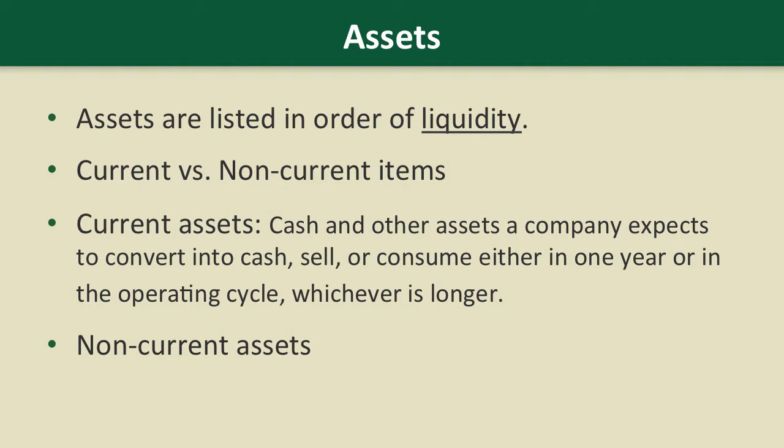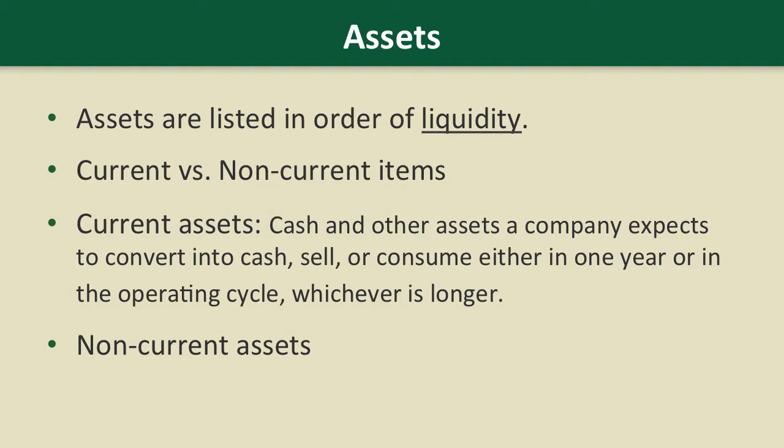All the asset items are listed in order of liquidity. Liquidity means how quickly this item can be converted into cash. So we're going to first classify assets into current sections versus non-current sections, and the current sections are going to be listed ahead of non-current assets.